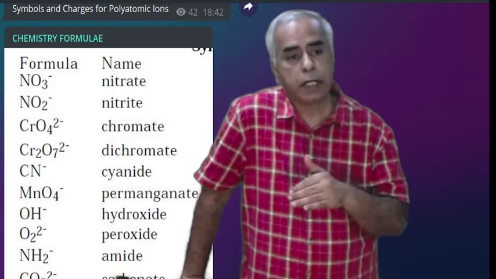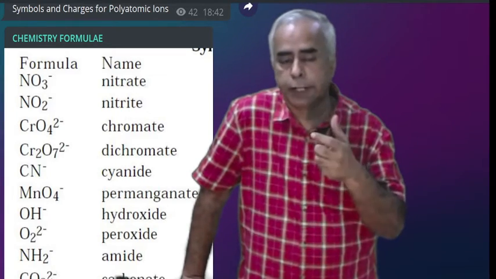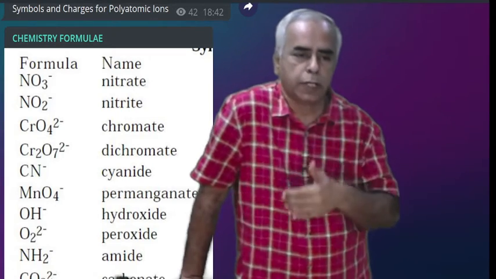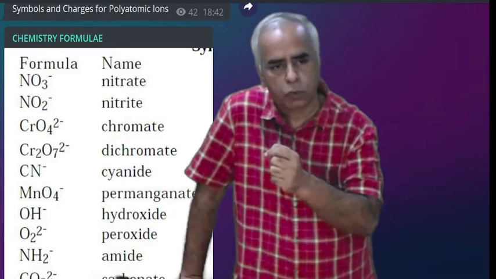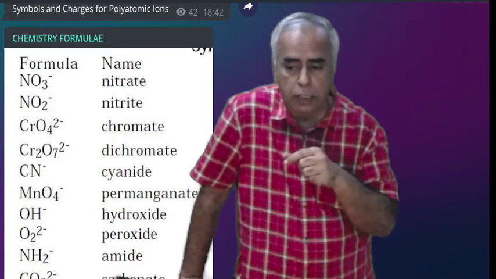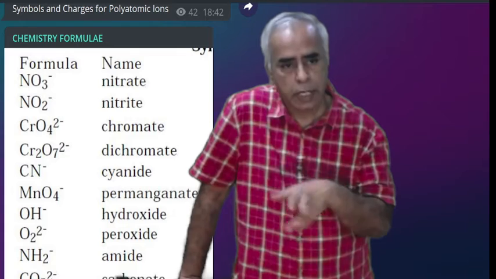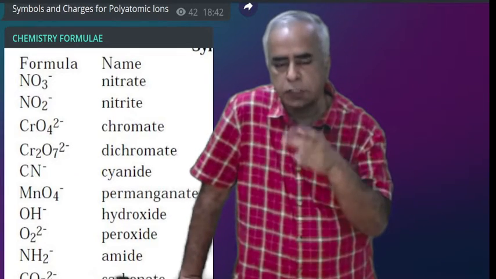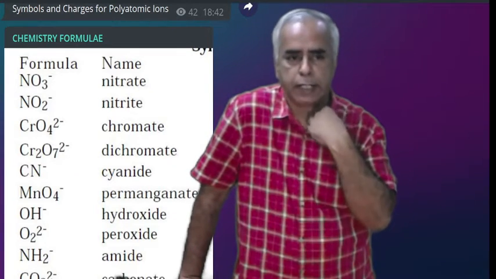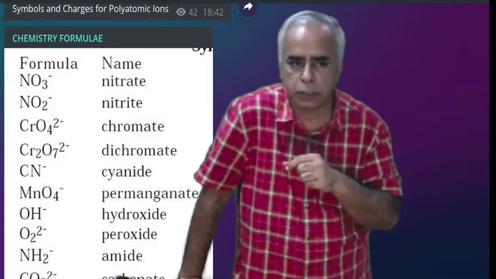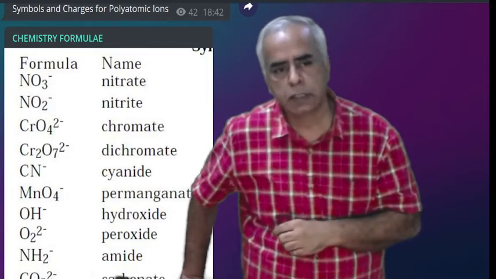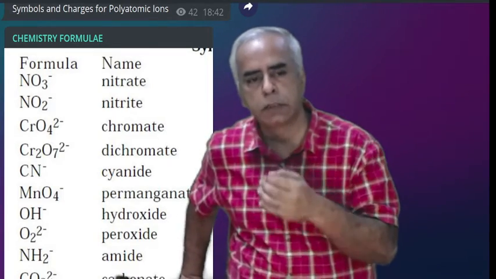If it is manganate, it is MnO4 2 minus. For example, potassium permanganate is KMnO4. But when it is a manganate, it should be called potassium manganate, K2MnO4. So there is a difference between permanganate and manganate. For permanganate the net oxidation state is minus 1, but for manganate it is minus 2.